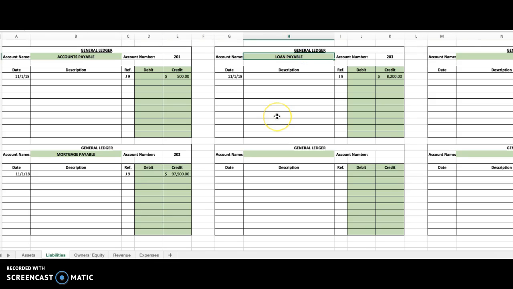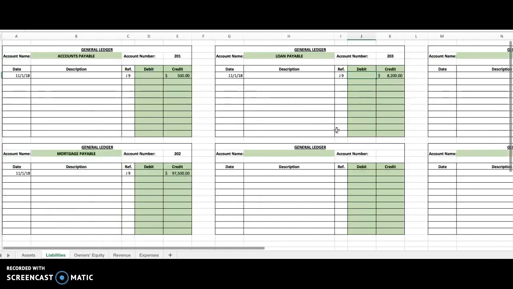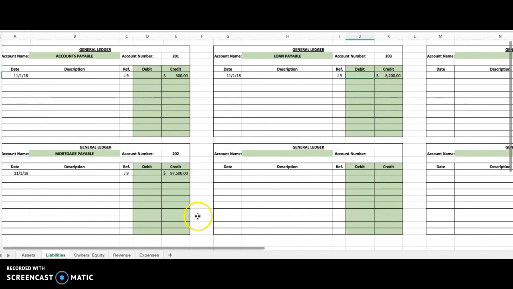This company also has a loan, again, a longer-term debt, perhaps for a larger asset like a delivery truck, maybe office equipment, that sort of thing. But we owe, as of this date, $8,200. This is account number 203. So, again, it has increased in the past at some point, and we owe that much money. If we pay part of it, it would be shown on the debit side, the decrease side. And the rest of these accounts for this business are blank at this point.